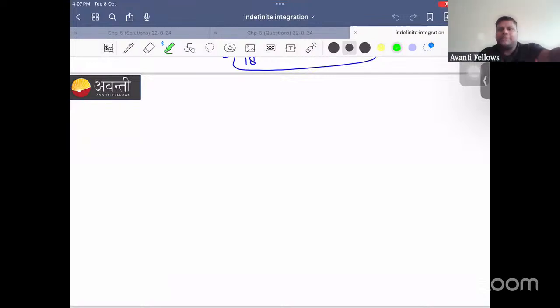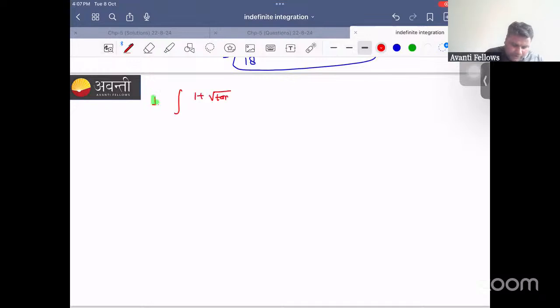So now let's begin. The first question is the integration of (1 plus under root of tan x) into (1 plus tan square x) upon 2 tan x dx. Quickly give it a shot. Give it a try, then we will talk about it.